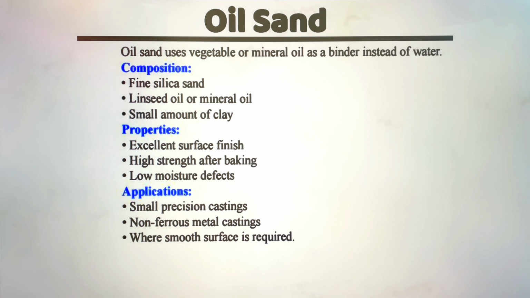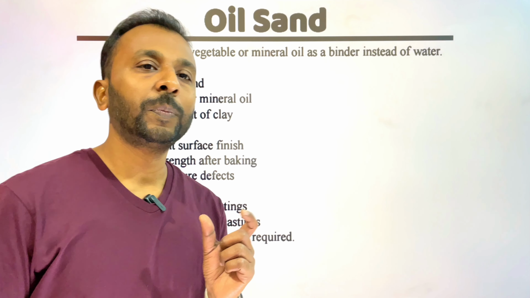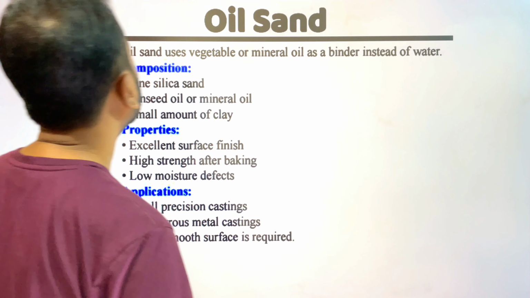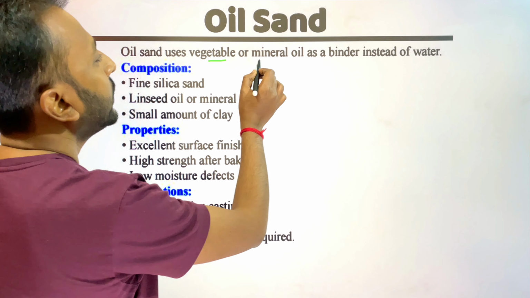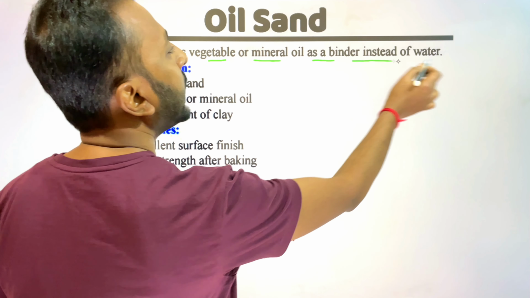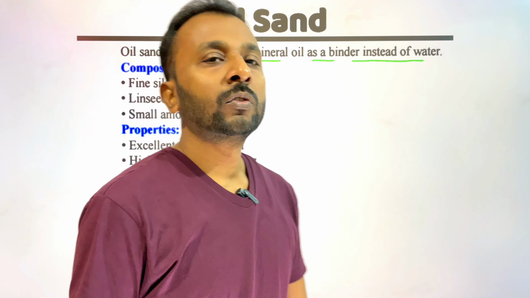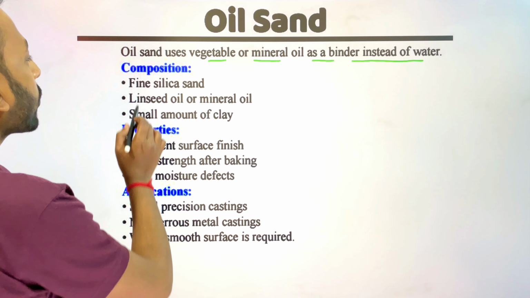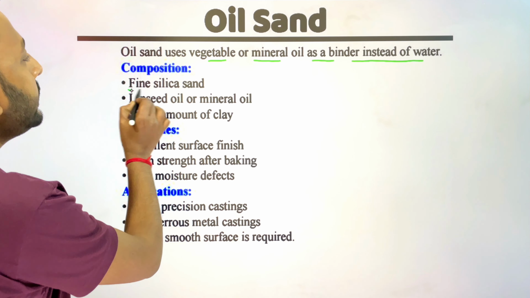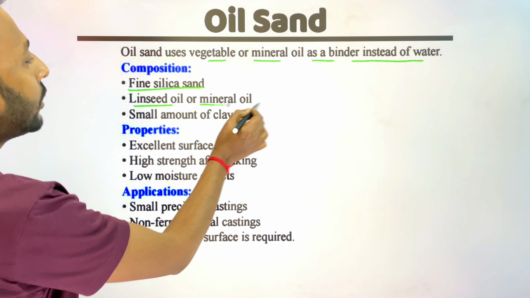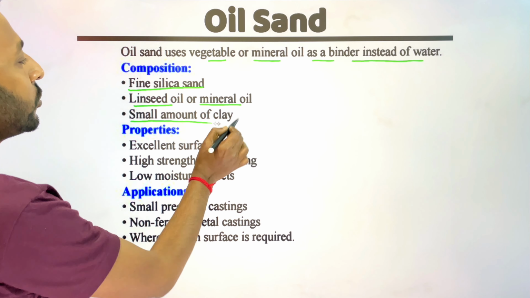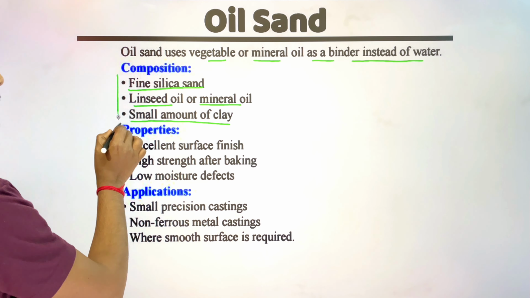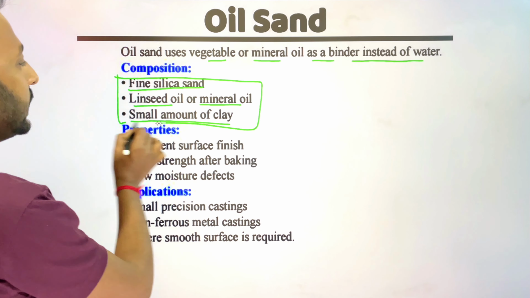The next is oil sand. So this is the last topic, the last type of sand. So oil sand uses vegetable or mineral oil as a binder instead of water. So instead of water we are using oil in a good amount. So the composition is fine silica sand, linseed oil or mineral oil, and a small amount of clay. These are the composition of oil sand.